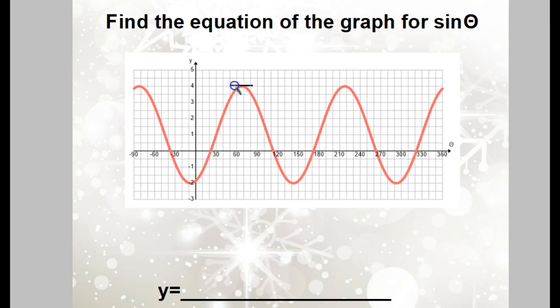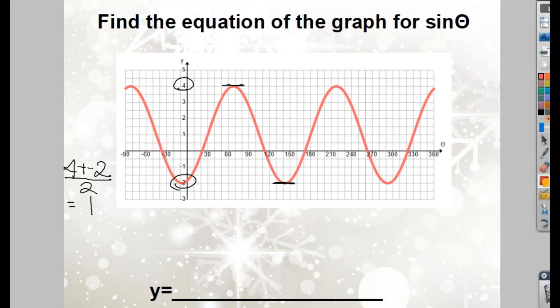And so right away I can see that my highest point occurs when y is 4, and then my lowest point, my minimum, is when y is -2. So I'm going to take 4 plus -2 and divide that by 2 to get the location of the sinusoidal axis. So it will give me 1. So I'm going to go ahead and draw in a line at y equals 1.